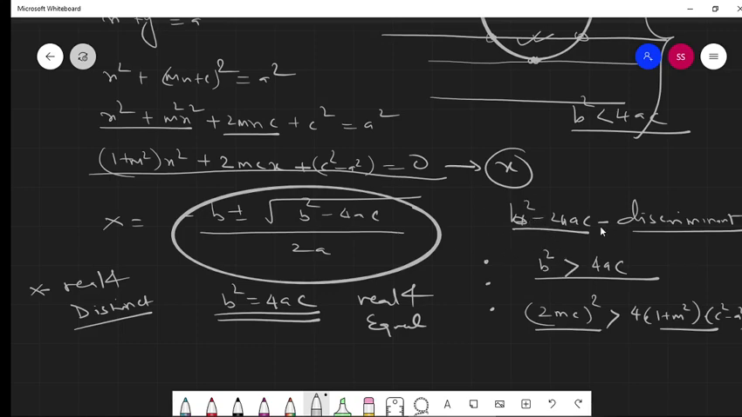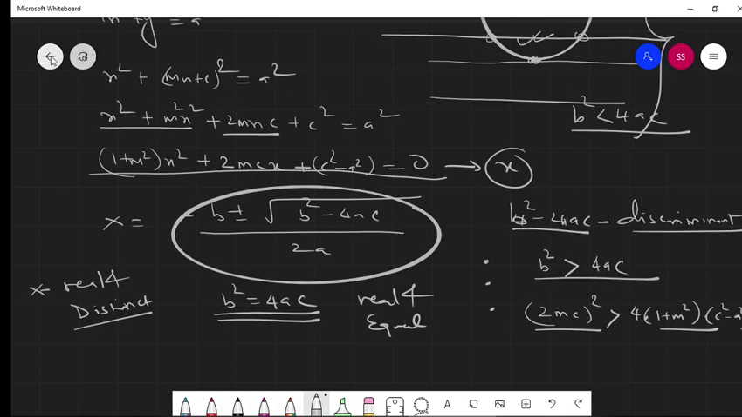The discriminant b square minus 4ac has three conditions. One, b square may be greater than 4ac. Another is b square equal to 4ac. Next one is b square is smaller than 4ac. If b square equal to 4ac, we will get equal roots. At that condition, the line will be tangent. If b square is greater than 4ac, we will get real and distinct roots of x, and at that condition, the line cuts the circle at two points. And if b square is smaller than 4ac, then the line and the circle are disjoint, they will not meet, we will get imaginary roots.